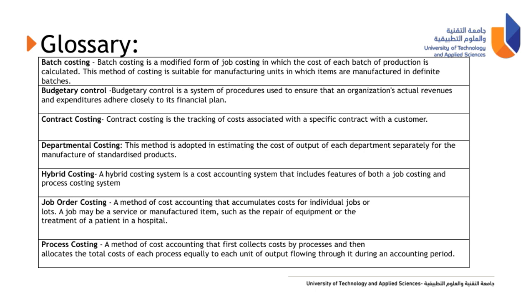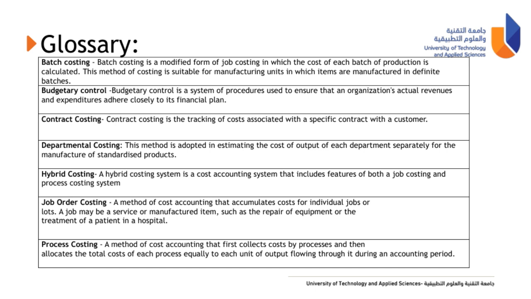Then there's departmental costing. This approach estimates the cost of output for each department separately, which is particularly handy when manufacturing standardized products across different departments. It allows us to see how each part of the process contributes to the overall cost.